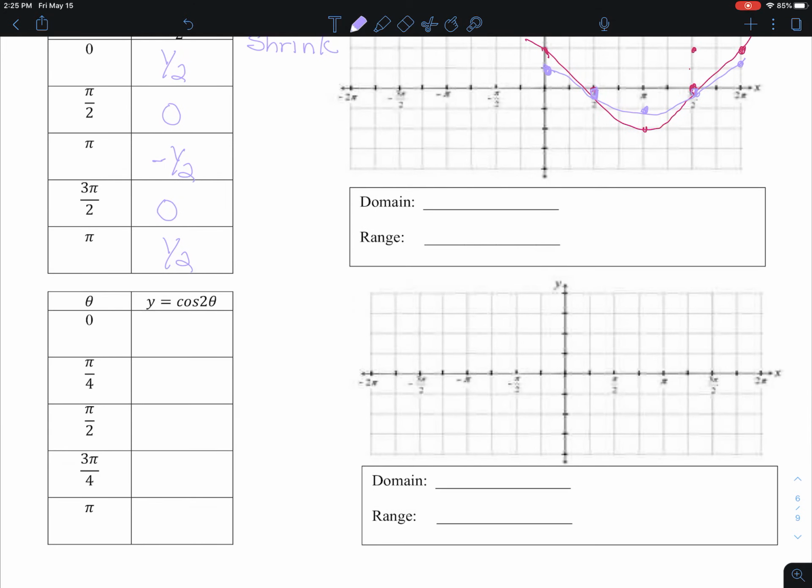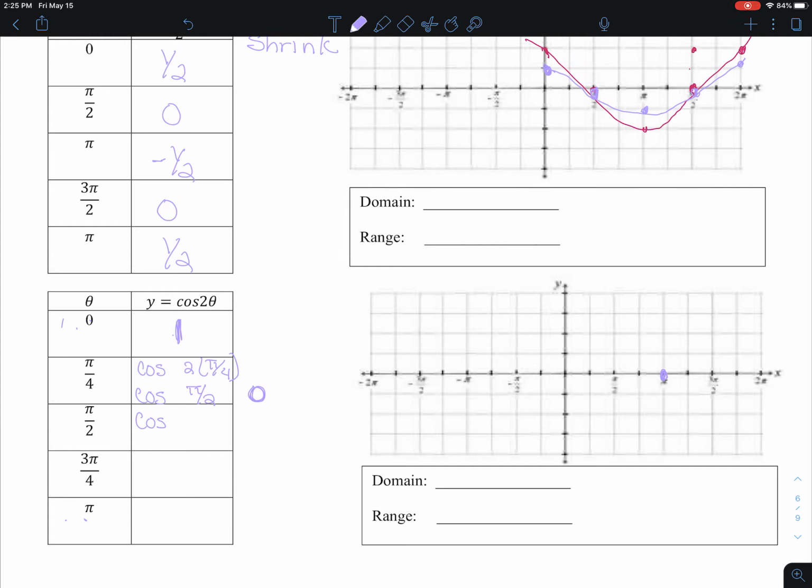Cosine 2 theta. Now remember, this is where we have our period changes. And instead of taking 2 pi to complete a cycle, it's going to take half that time. So it's going to complete a cycle at pi, which is why we changed our numbers. So we see that these numbers are going to be the exact same, except our theta has changed. So cosine of 0 is still 1. So that's cosine of 2 times 0. This is cosine of 2 times pi over 4, which is cosine of pi over 2, which is 0.